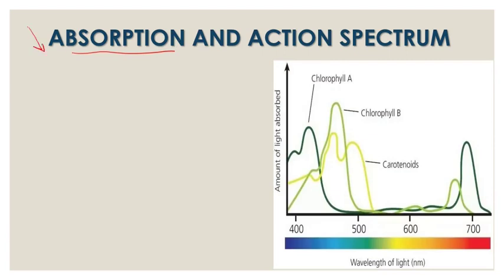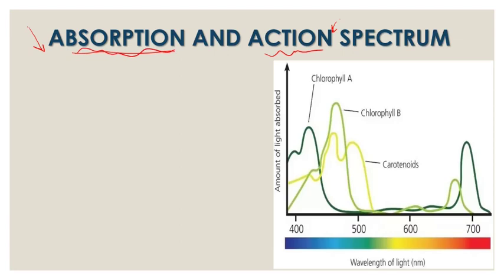Absorbing the light energy. By whom? By pigments. And what action do these pigments do? They convert the solar energy into chemical energy and perform photosynthesis. The process of performing photosynthesis is the action spectrum, and the spectrum where light is absorbed is called the absorption spectrum.